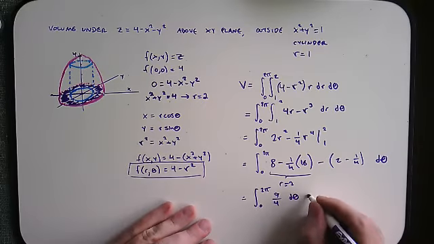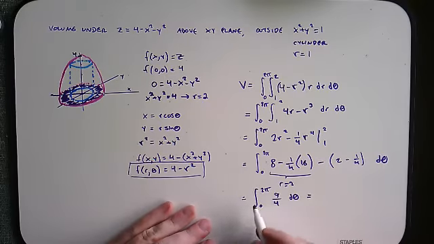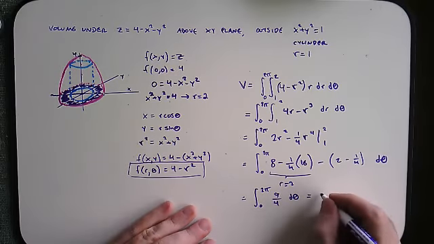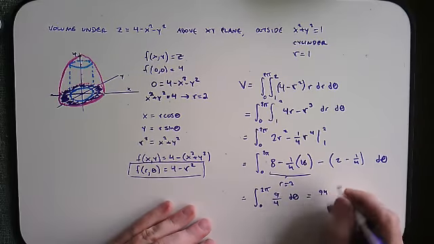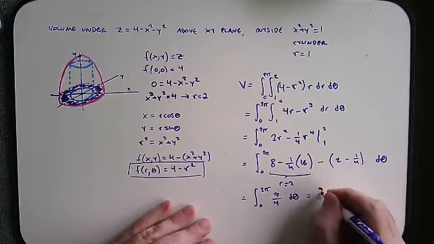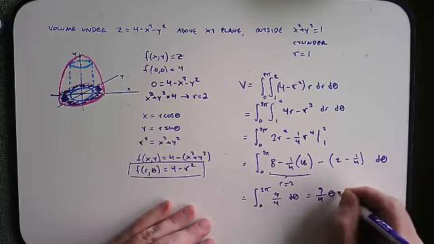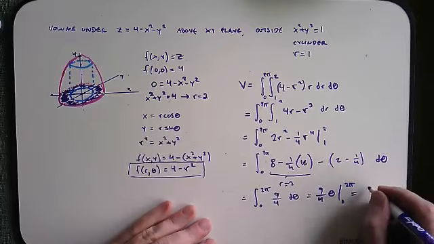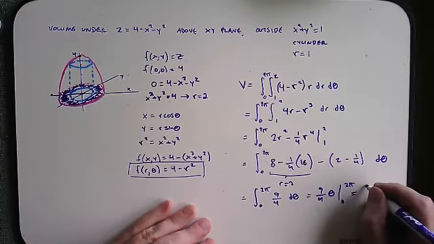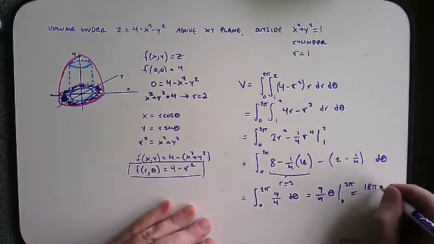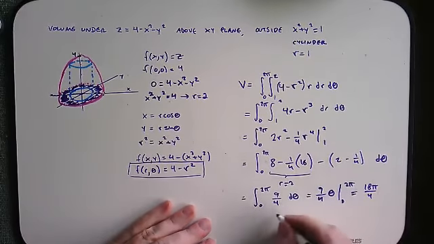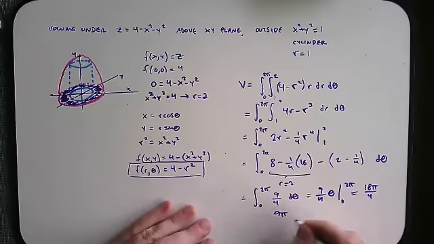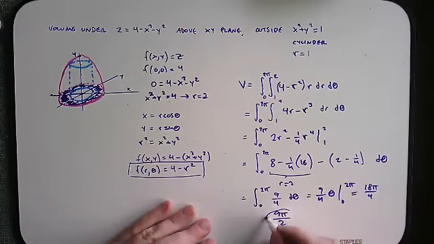Right, and so almost done here. This is going to be easy. Lower endpoint would be 0. So we have 9/4 theta evaluated at 2 pi and 0, which would just be 18 pi over 4, or reduced, 9 pi over 2.